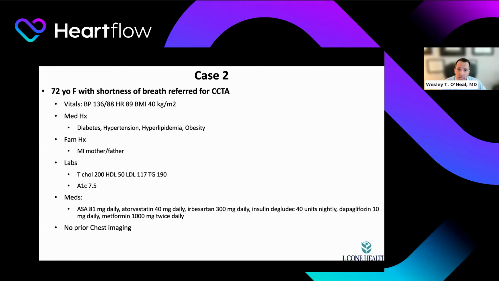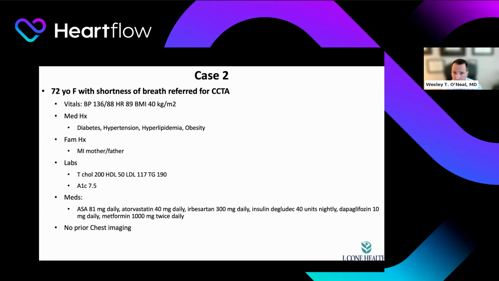Just shown here, the vital signs, fairly normal, blood pressure slightly elevated for a diabetic, heart rate 89 and BMI 40, an obese patient. History is significant for diabetes, hypertension, hyperlipidemia, and obesity, kind of the standard milieu for CAD risk factors. Family history, MI, in mother and father. And the labs: total cholesterol 200, HDL 50, LDL 117, and triglycerides 190, not at goal for a diabetic. And the A1C was 7.5.